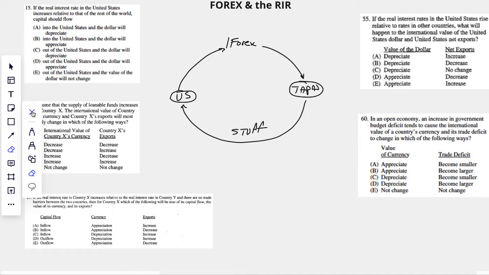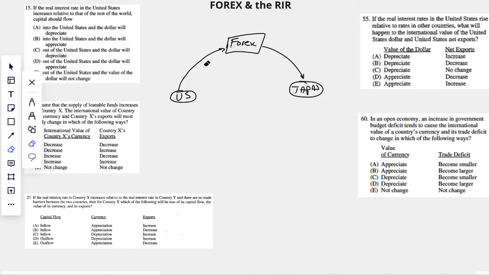Oops, there we go. Oops, I did it there. All right, we're good. Let's get rid of the stuff too. We're not buying any stuff right now. So the U.S., Japan, we don't know which way the dollar's going. So we're good. We're back to normal.